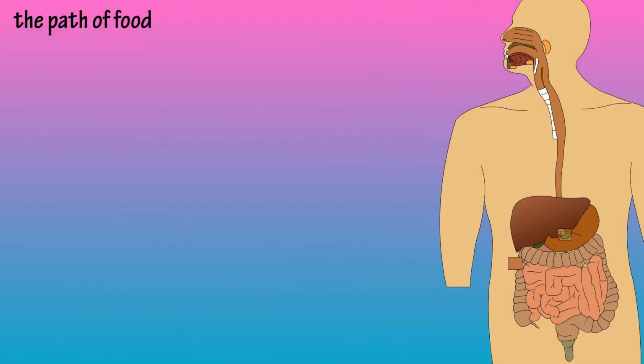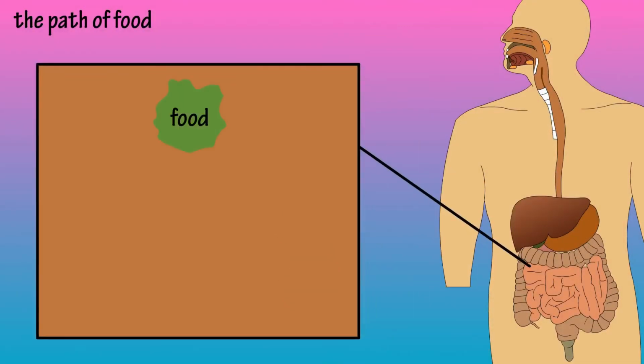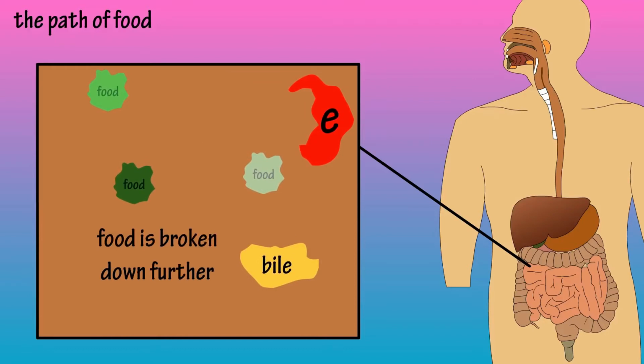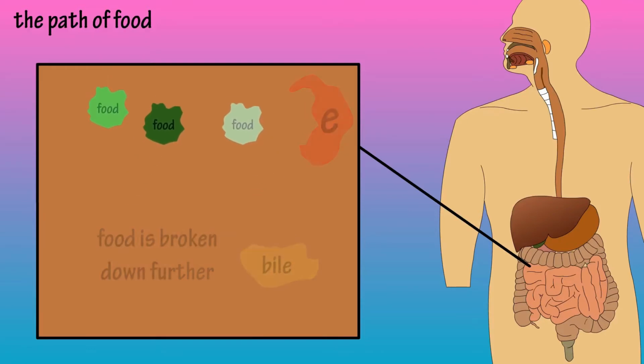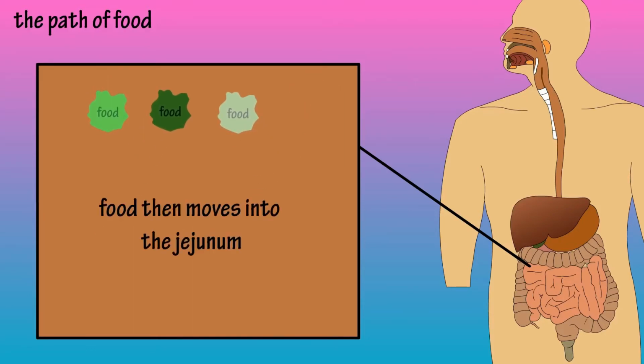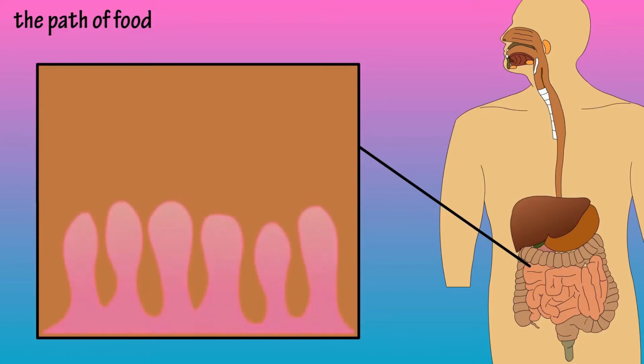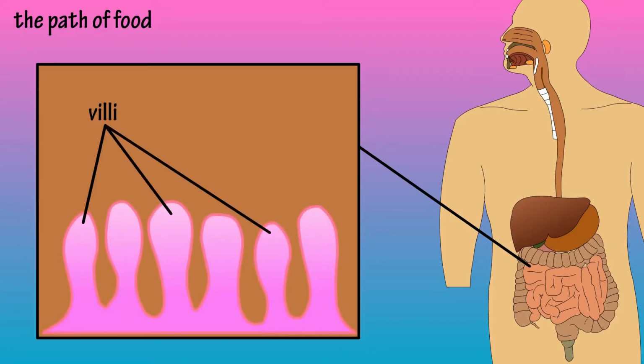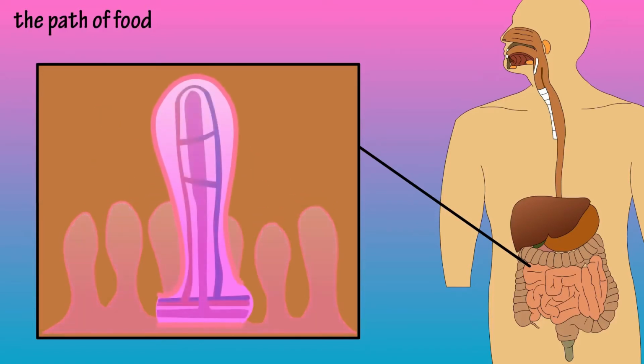In the duodenum, the breakdown of food or chyme continues with the help of the enzymes from the pancreas and the bile that is produced by the liver and stored in the gallbladder. Next, the food moves into the second section of the small intestine, the jejunum, and this is where the magic happens. The inner lining of the small intestine is covered by tiny finger-like projections called villi. These villi give the small intestine a huge surface area to allow for efficient absorption of nutrients.